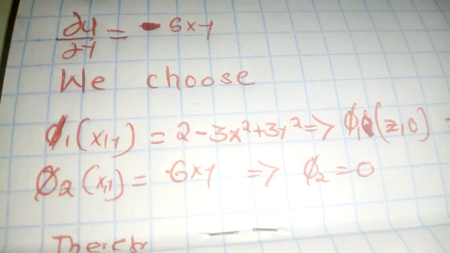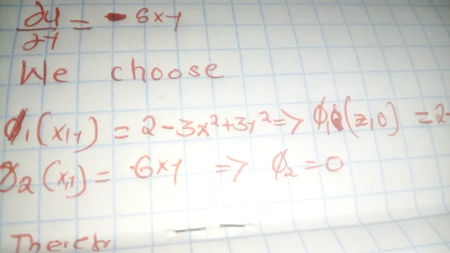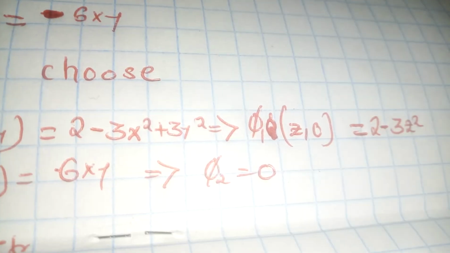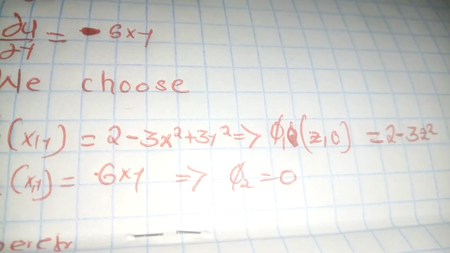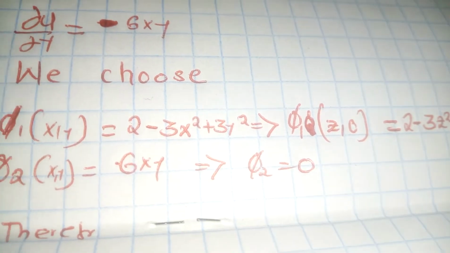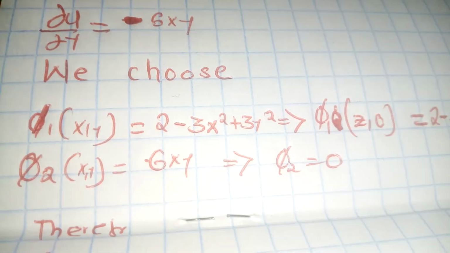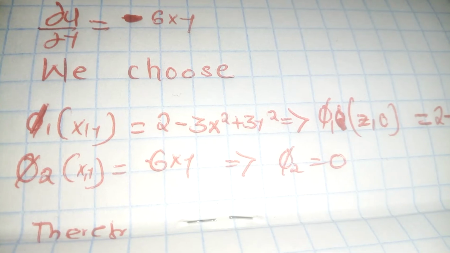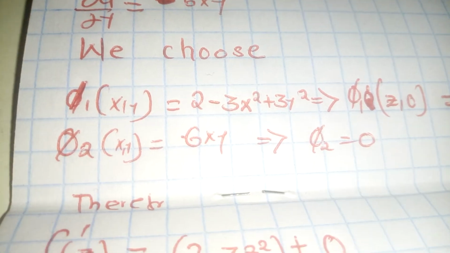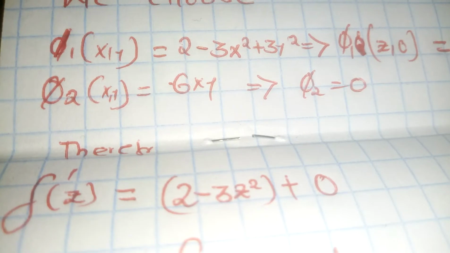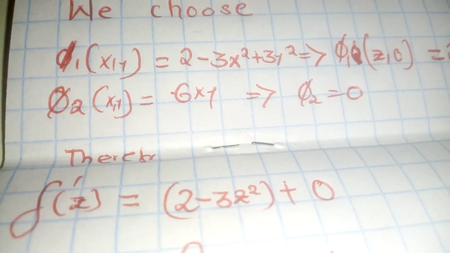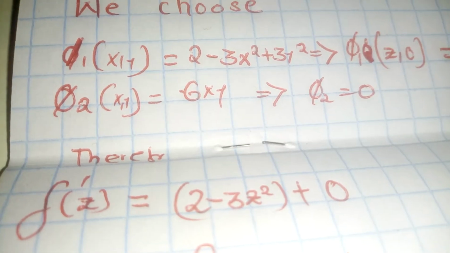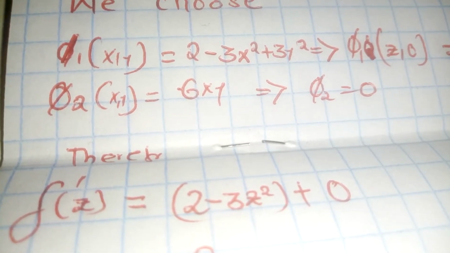kindly notice that there is no i in between theta 1, a function of z and z comma 0. When you substitute z comma 0, we'll have 2 minus 3z squared to be our theta 1. Then theta 2 was supposed to be 6xy. When you substitute at point z comma 0, we'll have it to be equal to 0. Therefore, the derivative of the function f of z is equal to our theta 1 plus our theta 2, which is 2 minus 3z squared plus 0.